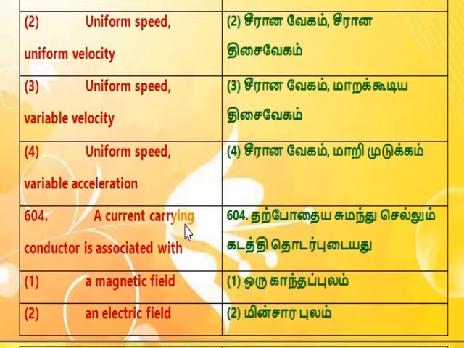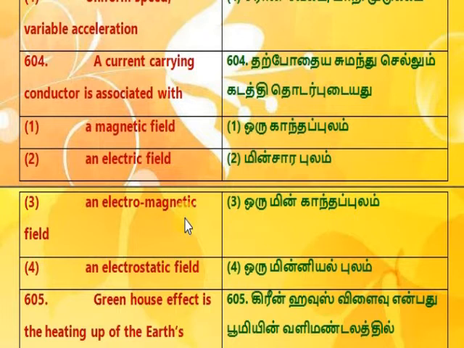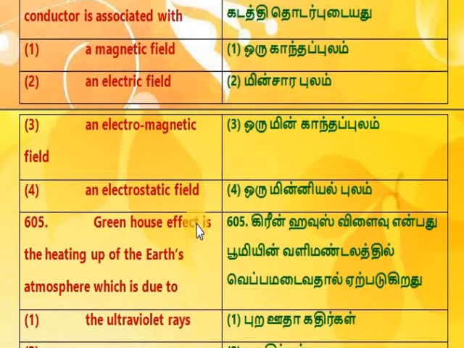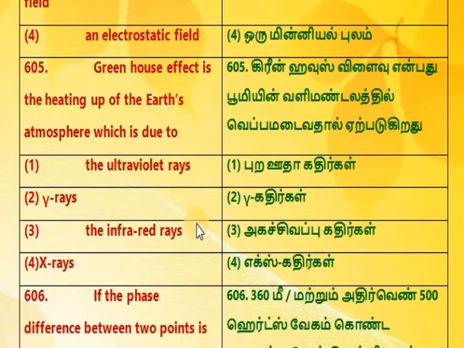604. A current carrying conductor is associated with: 1. A magnetic field, 2. An electric field, 3. An electromagnetic field, 4. An electrostatic field. 605. Greenhouse effect is the heating up of the Earth's atmosphere which is due to: 1. The ultraviolet rays, 2. Gamma rays, 3. The infrared rays, 4. X-rays.